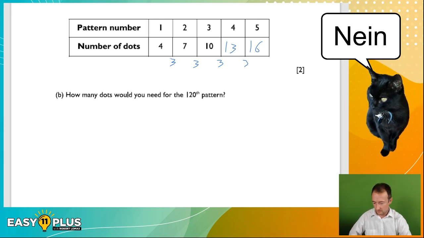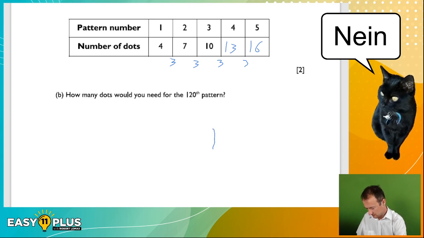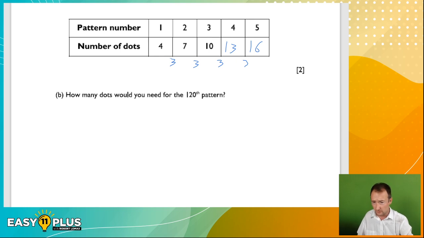9? Okay. Hans, the answer, the 5th pattern has got 16 dots. How can the 120th pattern have 9 dots? Sometimes I wonder whether you know what you're talking about at all. I don't think we can take this cat's advice very seriously. So let's move on and think about this ourselves.